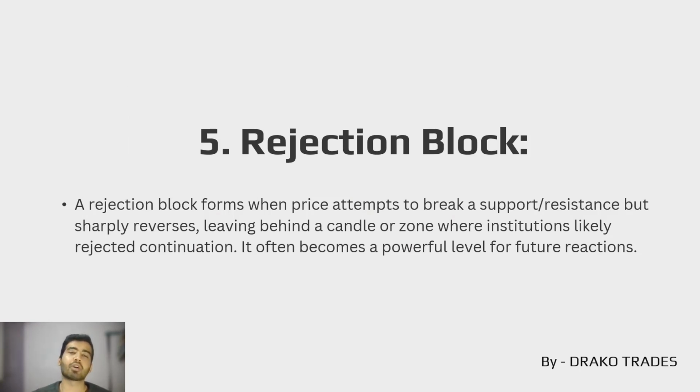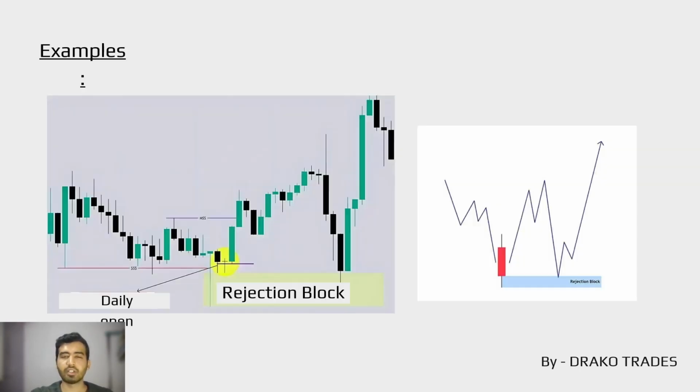So the next is the rejection block. A rejection block forms when price attempts to break a support or resistance but sharply reverses, leaving behind a candle or zone where institutions likely rejected continuation. It often becomes a powerful level for future reactions. A rejection block is quite similar to the order block because there is a liquidity sweep in a rejection block too. The only difference is a rejection block has a very large wick compared to the other candles, and that's why the price doesn't give reaction to the body of the candle, but it gives reaction to the wick.